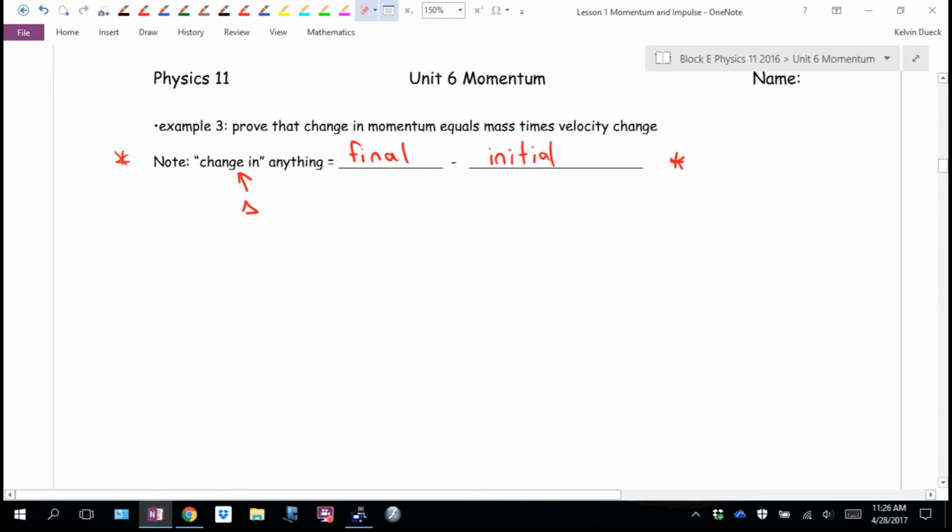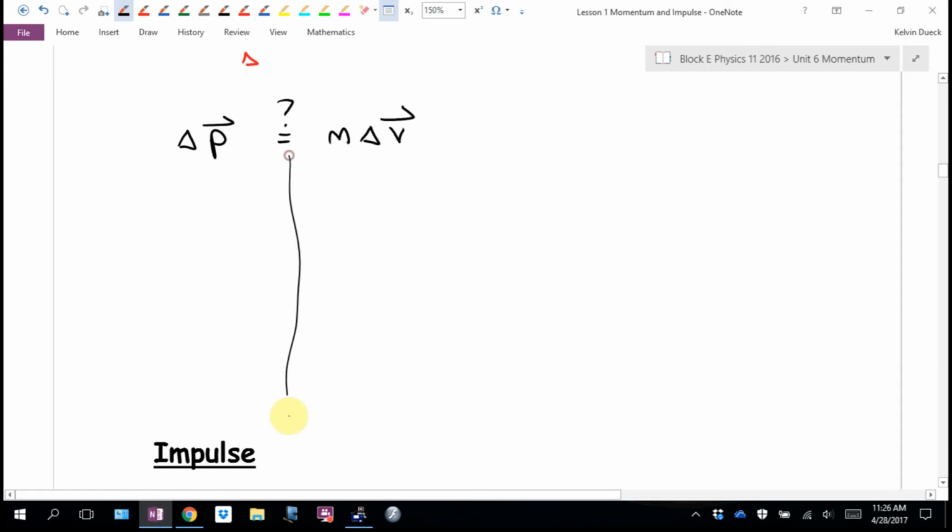What does it want me to prove? Ready? It wants me to prove that change in momentum equals, I'll put a question mark above the equal sign because I'm trying to prove it. I haven't proved that they're equal yet. Mass times change in velocity. I'm going to draw a little line down the middle of my page. I'm going to try and turn the left side into the right side.